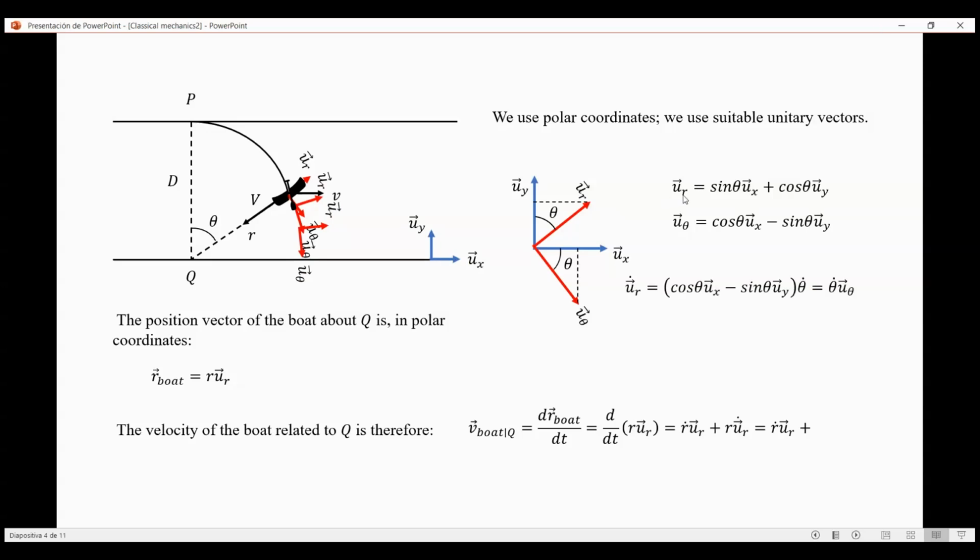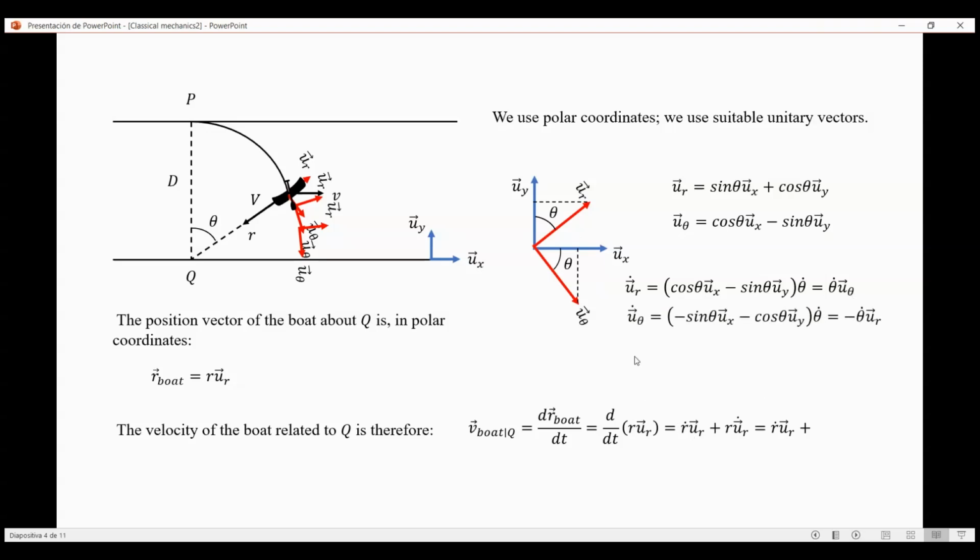So if we derive this expression here in time, theta depends on time because it's varying. We get cosine of theta u sub x minus sine of theta u sub y, multiplied by the derivative of theta with time. And what is this here? This vector here is u sub theta, as we see here, we decomposed it before. This is u sub theta. So the derivative of the unitary vector u sub r with time is just the derivative of the coordinate theta in time multiplied by the unitary vector u sub theta.